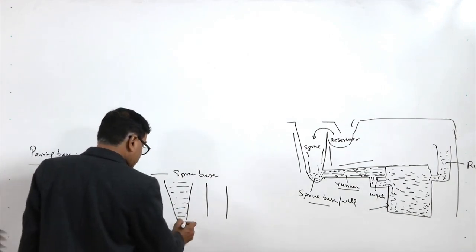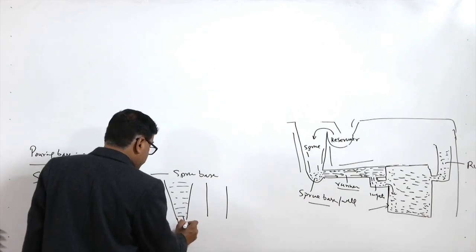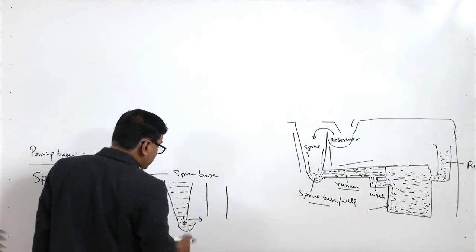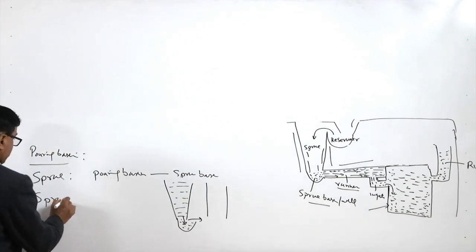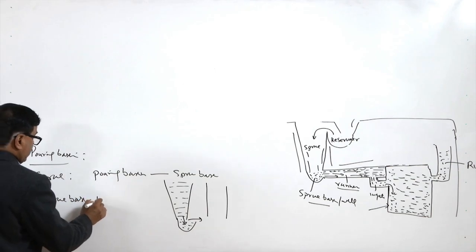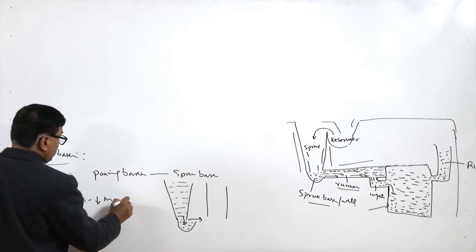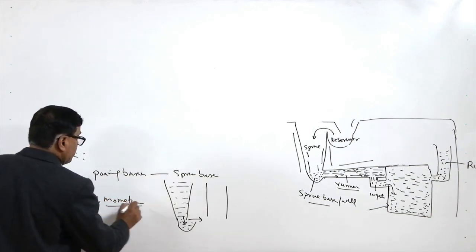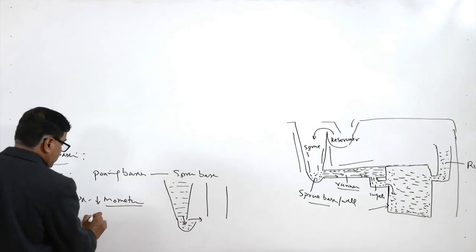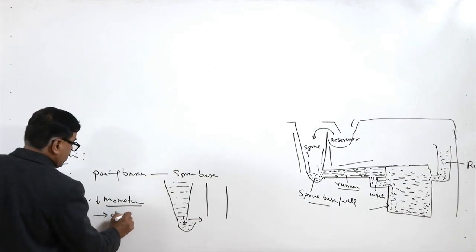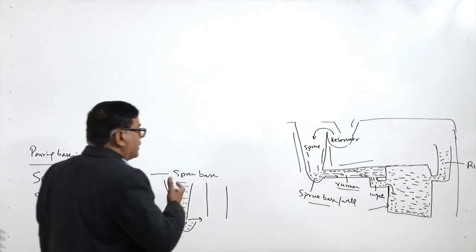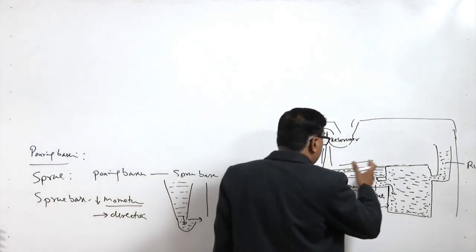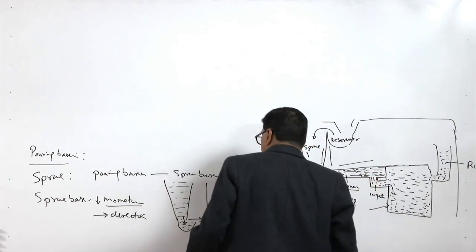In the sprue base, it reduces the momentum and changes the direction. These are the two functions performed by the sprue base. It reduces the momentum of the molten metal coming from the sprue at a high velocity, as well as changes the direction of the molten metal, so that it can be directed for proper flow into the runner.